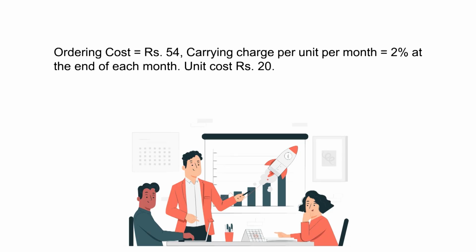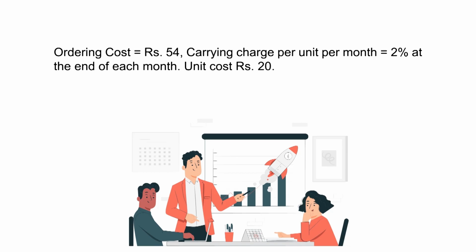Ordering cost is rupees 54. Carrying charge per unit per month is 2% of the unit cost. We should be aware of how we determine the annual ordering cost. Annual order cost is D by Q, means total demand per year divided by order quantity per order, multiplied by C0. That is the annual ordering cost.